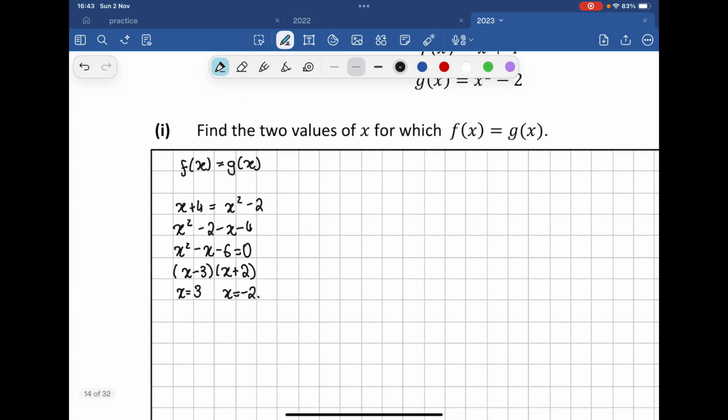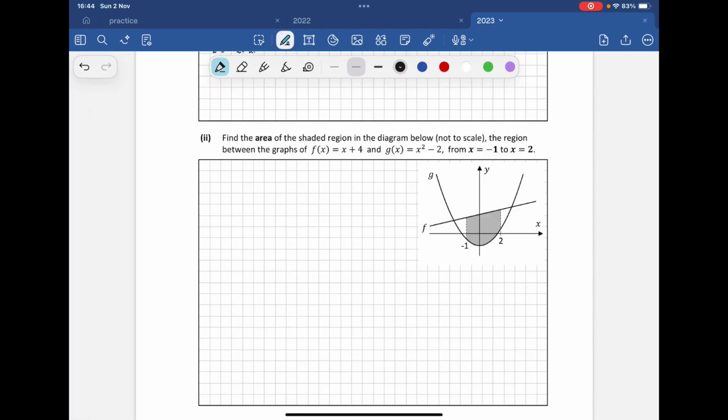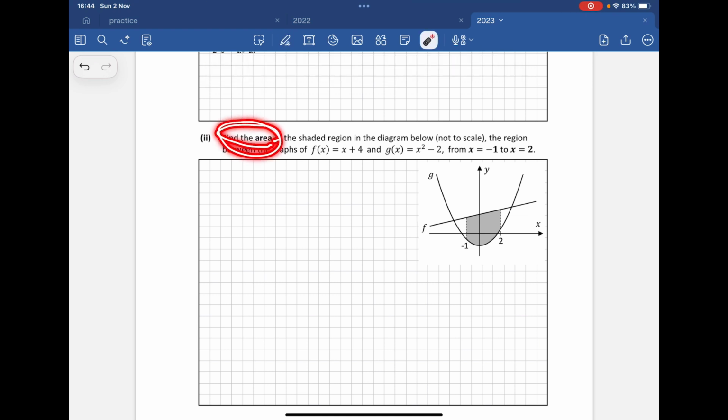So those are the two values in which f of x and g of x are equal. The second part of this question is to find the area of the shaded region of the diagram below, between the graphs of f of x and g of x, from x equals minus 1 to x equals 2. What do we do to find the area? We integrate. So we know that's going to be an integration.